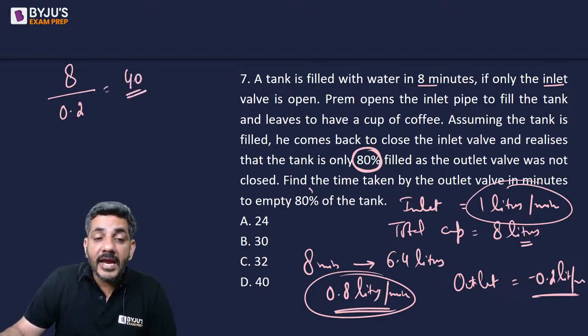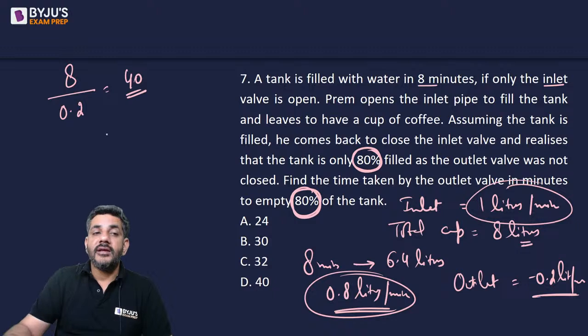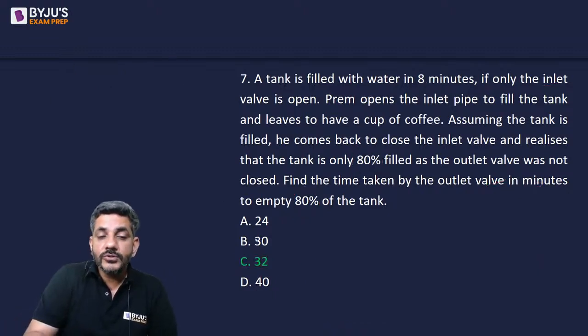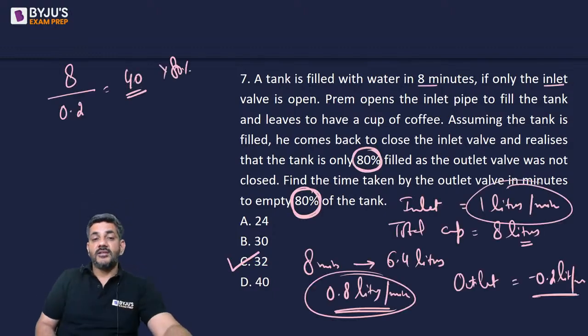लेकिन क्वेश्चन कह रहा है 80% ऑफ द टैंक कितनी देर में एम्प्टी करेगा, तो उसका 80% टाइम लेगा. द आंसर इज इक्वल टू 32. सो सी ऑप्शन 32 इज द राइट आंसर फॉर दिस क्वेश्चन.